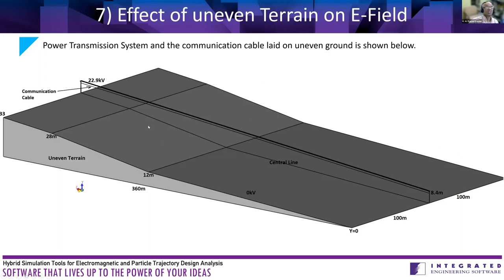Next, the effect of the terrain. You see here, in some places the terrain is gradually increasing. There are different slopes. Consider these two poles. This is the communication line shown. If you observe here, the distance between the ground and the power line is 8.4 meters, whereas here it is small. So here you will have a higher field at this place.